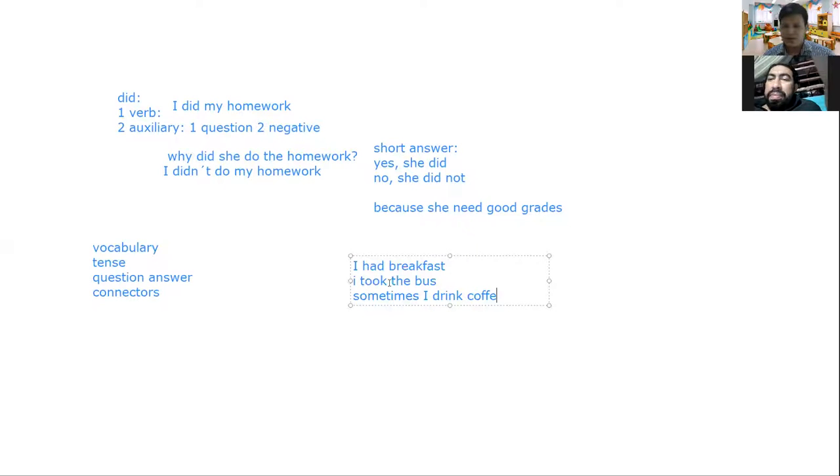Aquí ponemos took porque yo le pregunté algo de ayer, ¿verdad? Pero aquí hay una mezcla de dos pasados y un presente. ¿Por qué? Porque esto es algo general. Yo desayuné, tomé el bus y algunas veces tomo café. Pero acá se va a escuchar en presente. ¿Sí? Entonces okay. Es una mezcla.